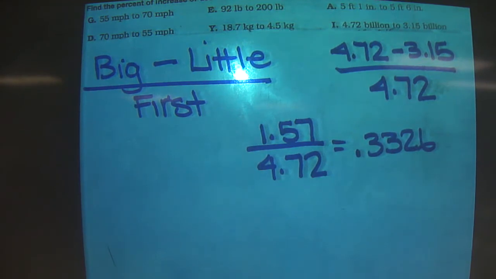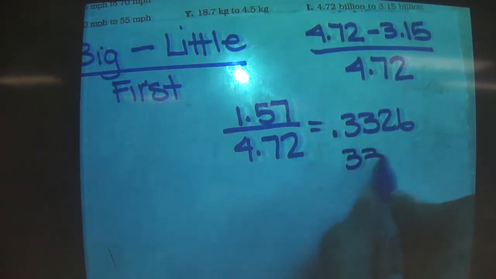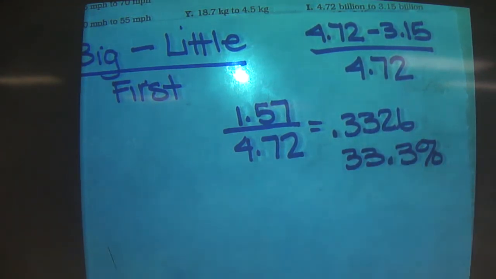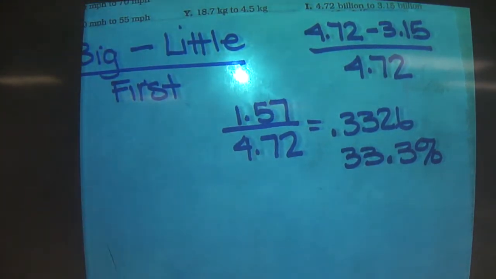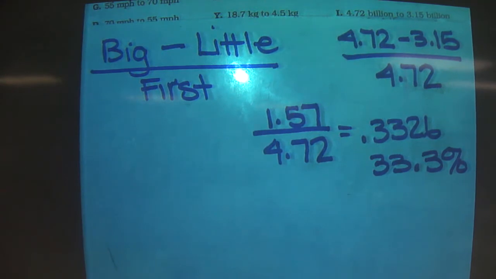Okay? How would you turn that into a percent? Multiply by 100. Okay, so that would be 33 point what? 2 or 3%? 3%. So the letter I is 33.3%. It's in the second question, which is what do you get when you cross a weeping willow with a UFO? You've got one of those letters. That's finding the percent of increase or decrease. Big minus little over first.